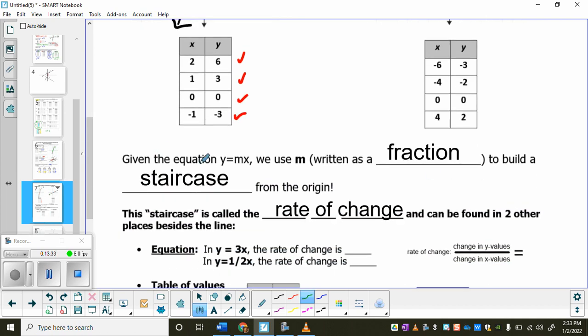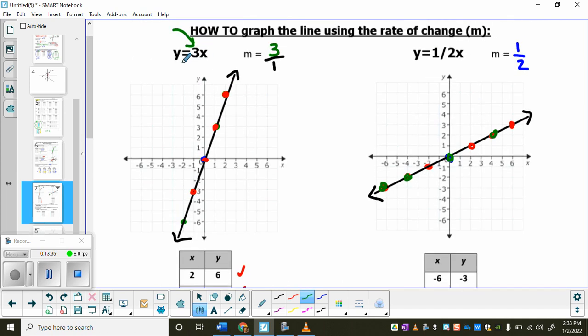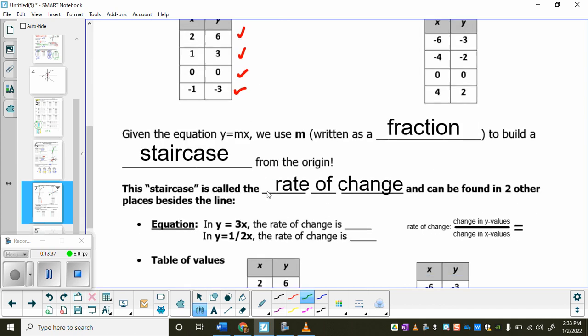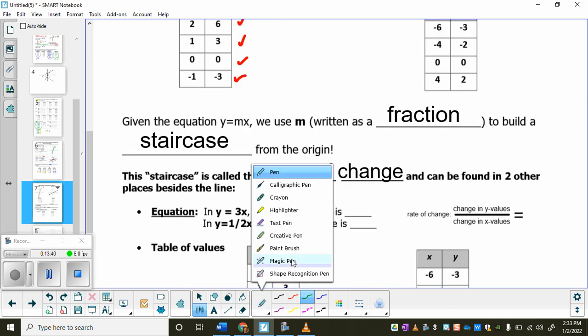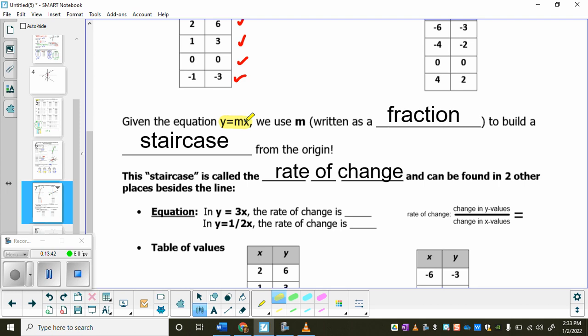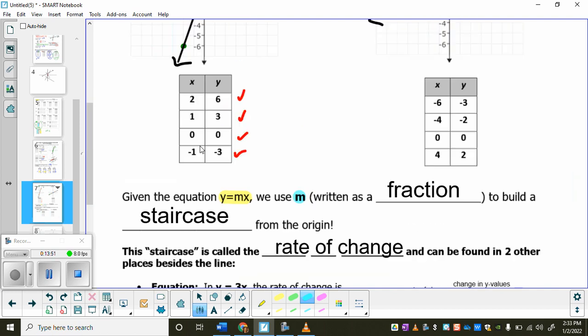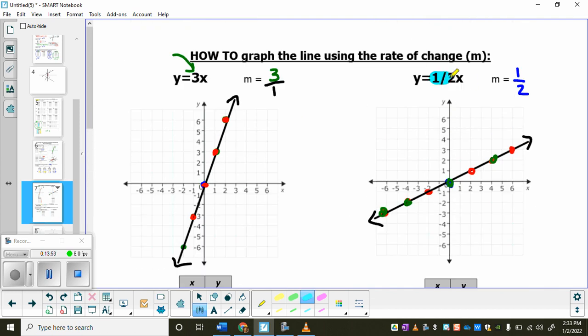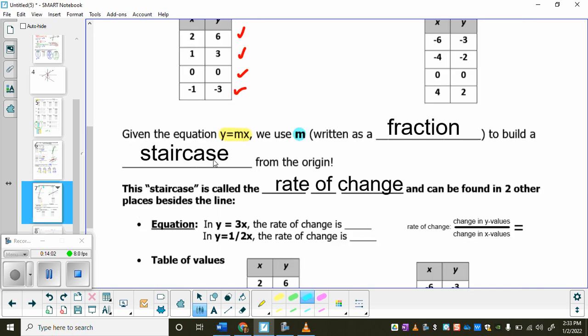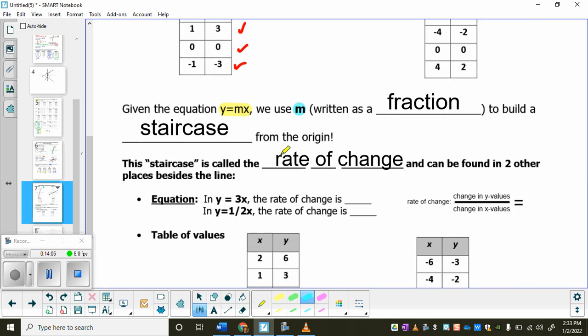Now, given our equations, y equals mx, so up here it was y equals 3x, here it was y equals 1/2 x. Anytime you're given that equation, y equals mx, you know you've got a proportional relationship, and you can use m, the coefficient, written as a fraction, to build your staircase, okay? Sometimes m will already be a fraction for your staircase. Sometimes you need to make it a fraction by putting it over 1 so that you can build your staircase, okay?